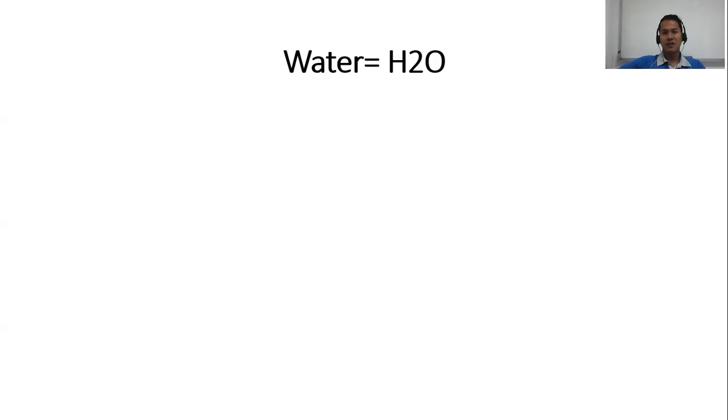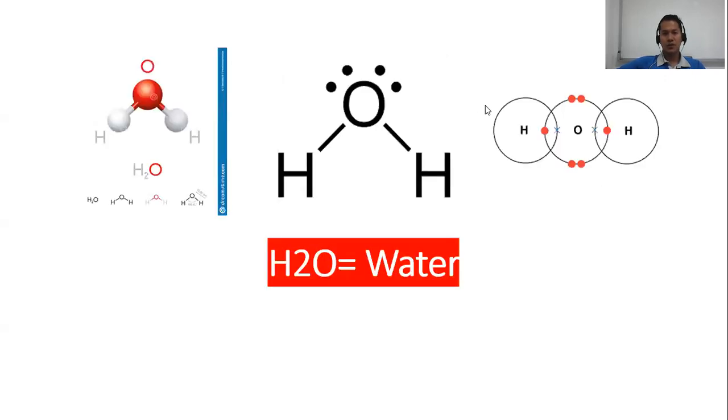All right. This is water. Water is a covalent bond. So what's the chemical formula? It's H2O. Pause this video and then let's check your answer. Here we go. So H2O.